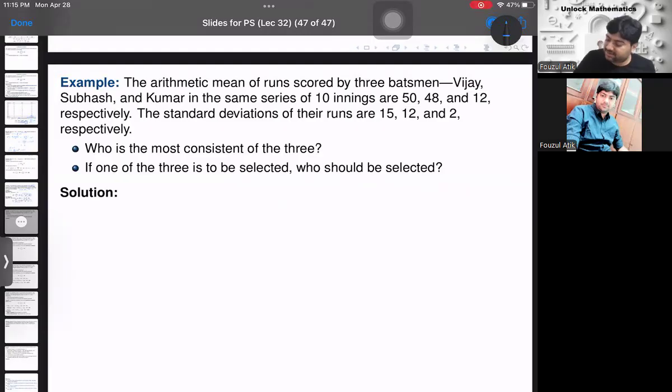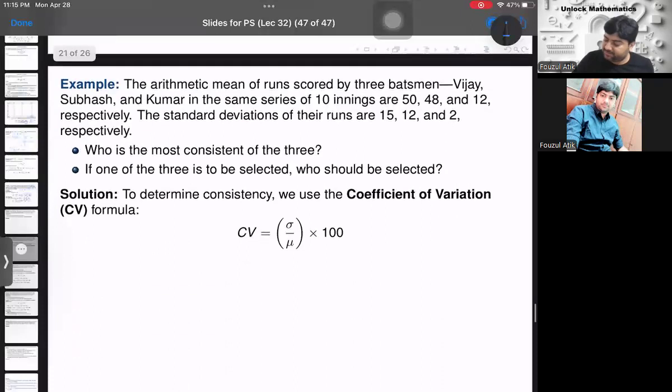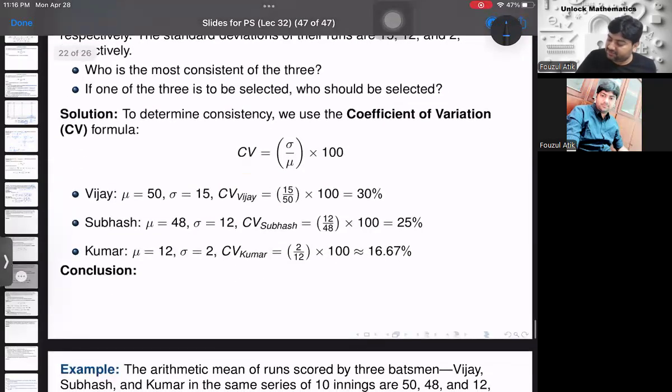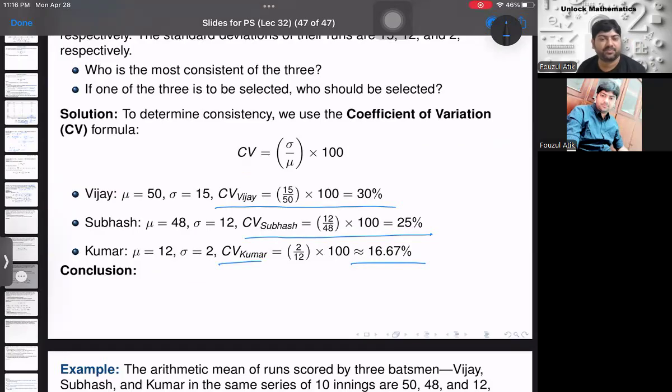If one of the three is to be selected, whom would you select? So the mu and sigma are given for each case. What will you do? You find the coefficient of variance, right? So for each player, we will calculate the CV: sigma divided by mu into 100. Sigma is given for each player, mu is also given. Calculate the value. For Vijay, the CV is 30%. For Subhas, if you put in the values, you will get 25%. And for Kumar, the CV is 16.67%.